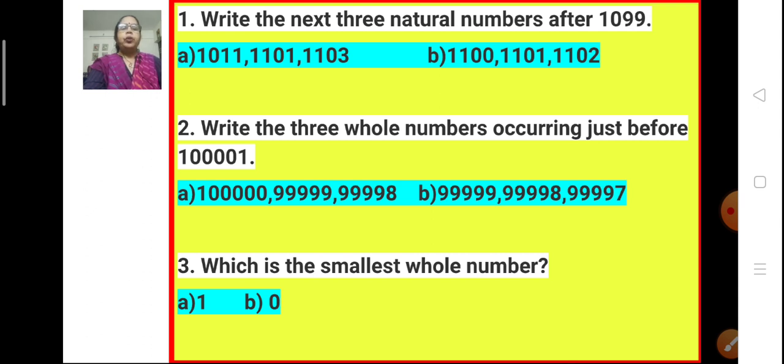So, first question, write the next 3 natural numbers after 1099. We have 2 options here. You have to decide which option is right. We have discussed lots of questions like this, so you can find the answer.